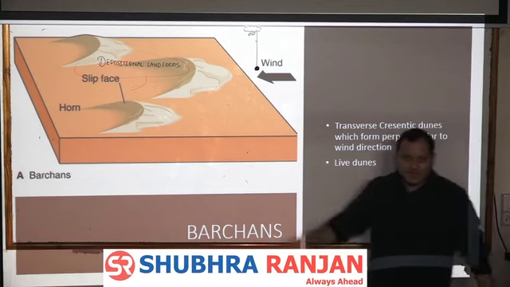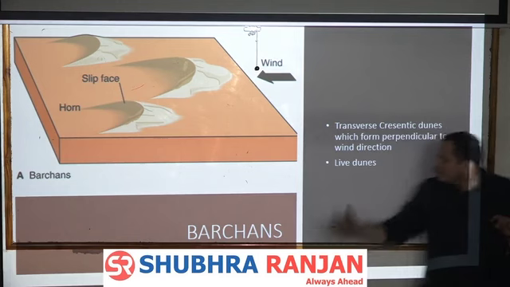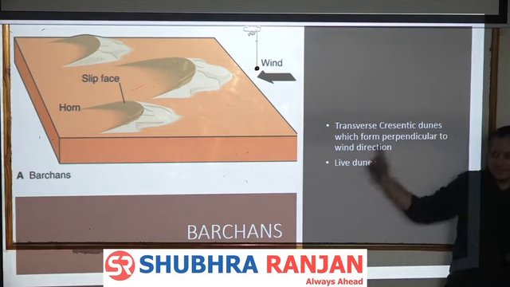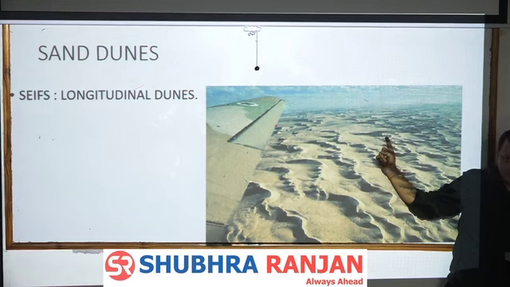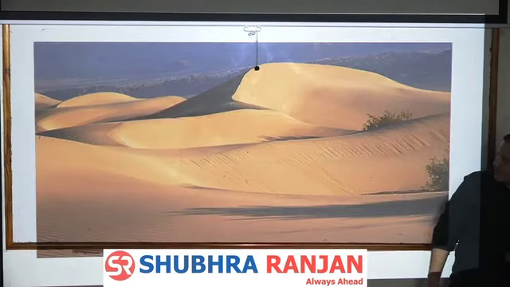This is our common idea of sand dune. So this is barchan. This is a barchan. Transverse, perpendicular to wind direction. This is parallel to wind direction. Which is the most common thing found in deserts is the barchans. And this is how the barchans in real life may look like. Getting it?